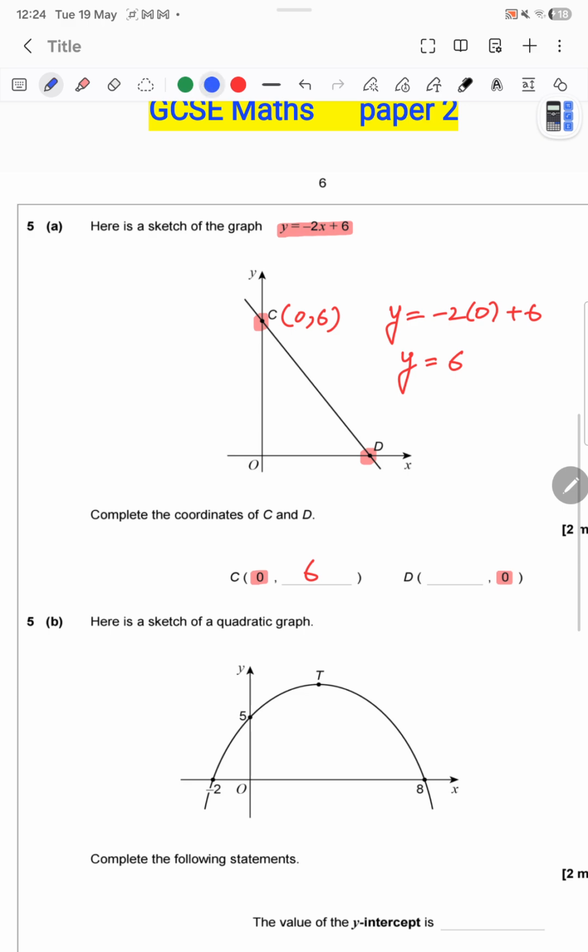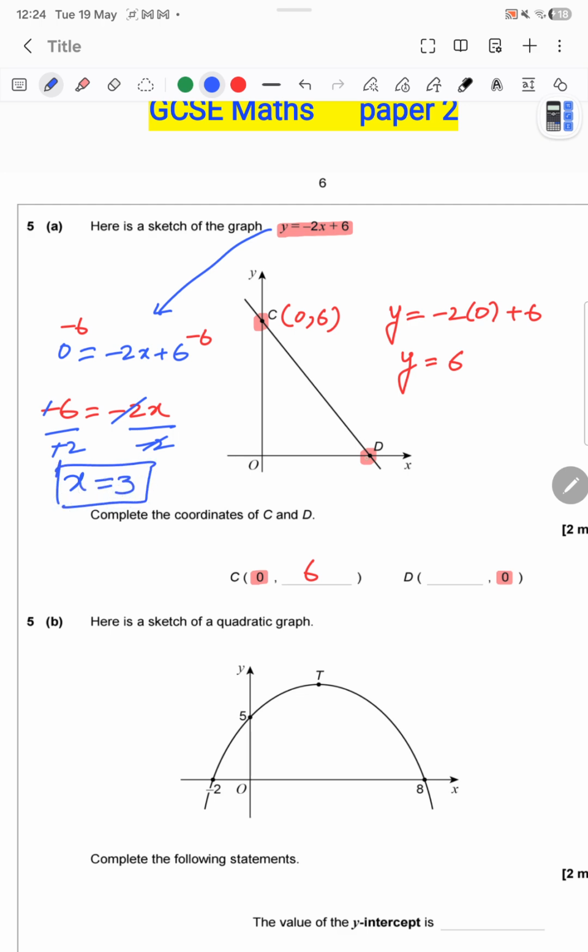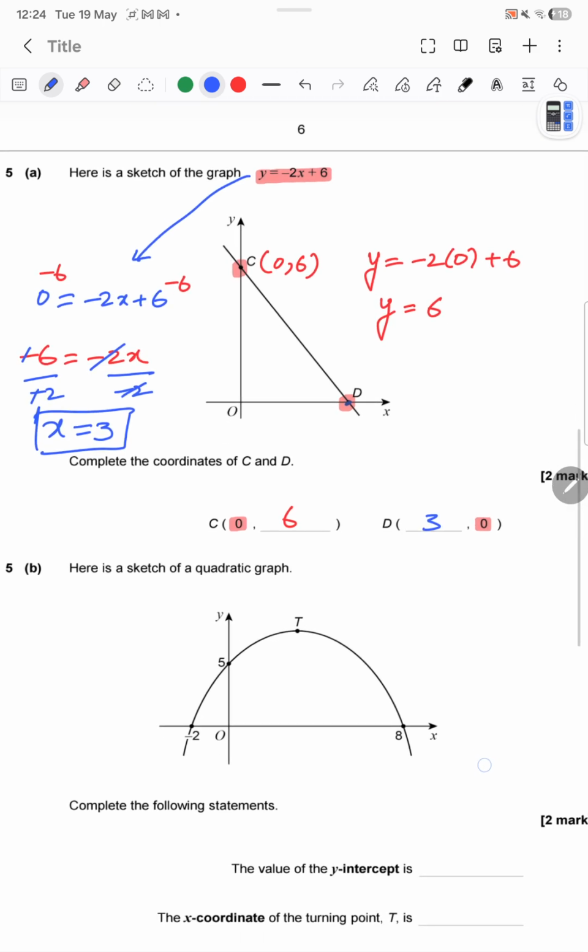So for the other coordinate at D, because D intersects the graph at the x-axis, at the x-axis y would be 0. So when you sub in y equals 0 into this equation, it should be 0 equals minus 2x plus 6. Now if you take away 6 from both sides, you'll get minus 6 equals minus 2x, and divide by minus 2 on both sides, and minus 2 cancels out, and the minus cancels. 6 divided by 2 is 3, so x equals 3. So that means the point D intersects the x-axis at 3, and the x coordinate of D is 3.